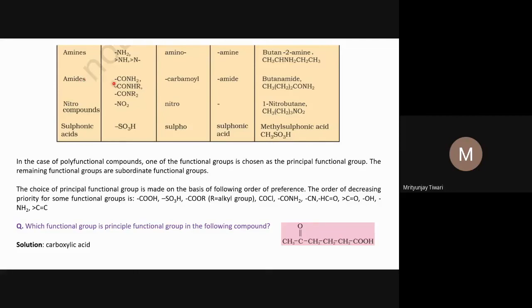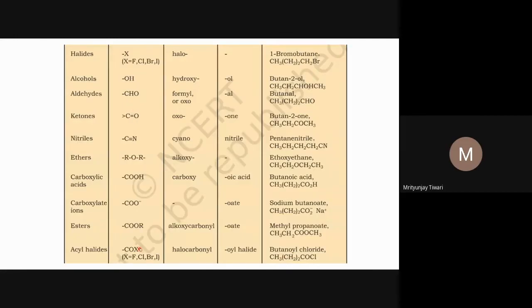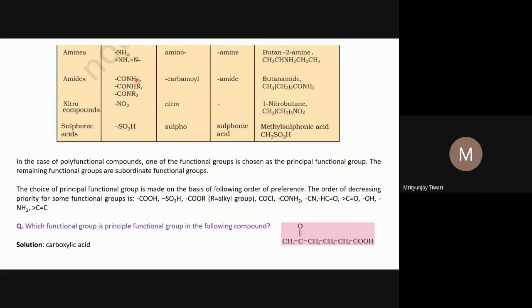Now let's look into the amides. The amide, CO. What are amides? If you replace this X group, or the OH group of the carboxylic acid, with an NH2 group, then such functional groups are called amides. So CONH2. Now, like the amines, amides can also be primary, secondary, or tertiary. So what we see, this is the primary amide.